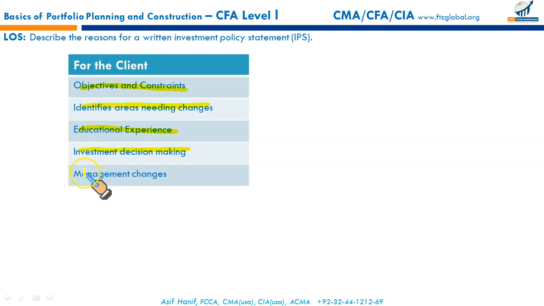The client will learn more about themselves and investment decision making. And finally, for the client, management can change hands without disruption of the investment process. For example, first your investment manager was A. Now your investments are being managed by manager B, but you don't have to be worried because managers A and B, they will both be following the IPS.